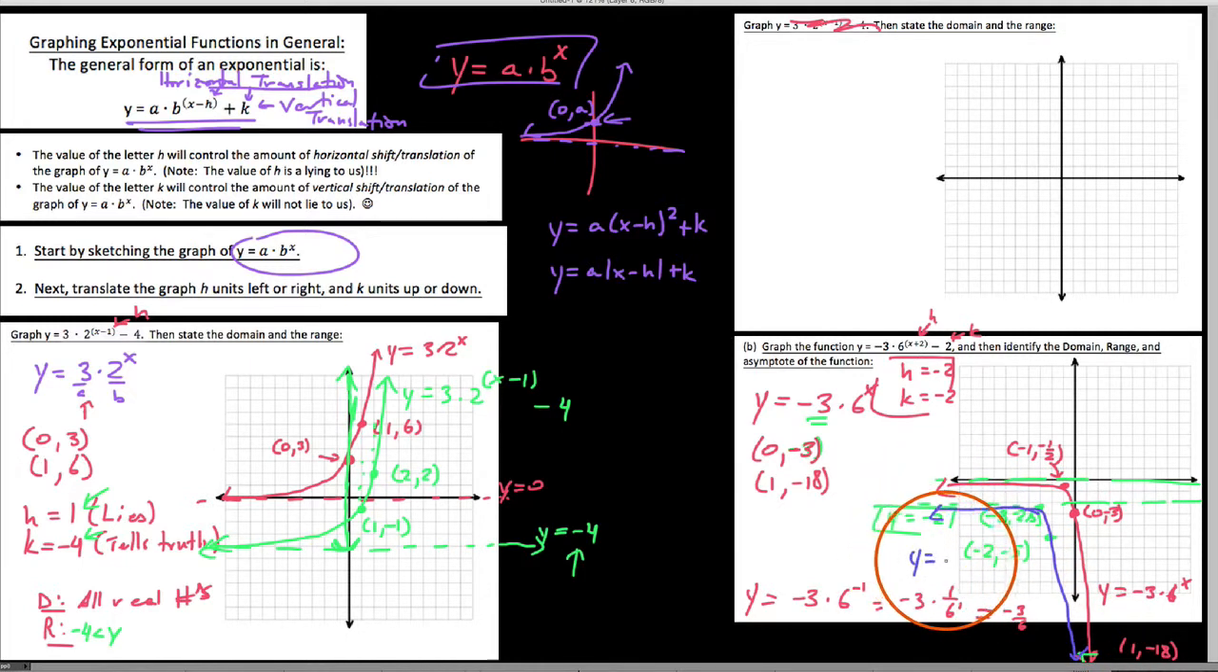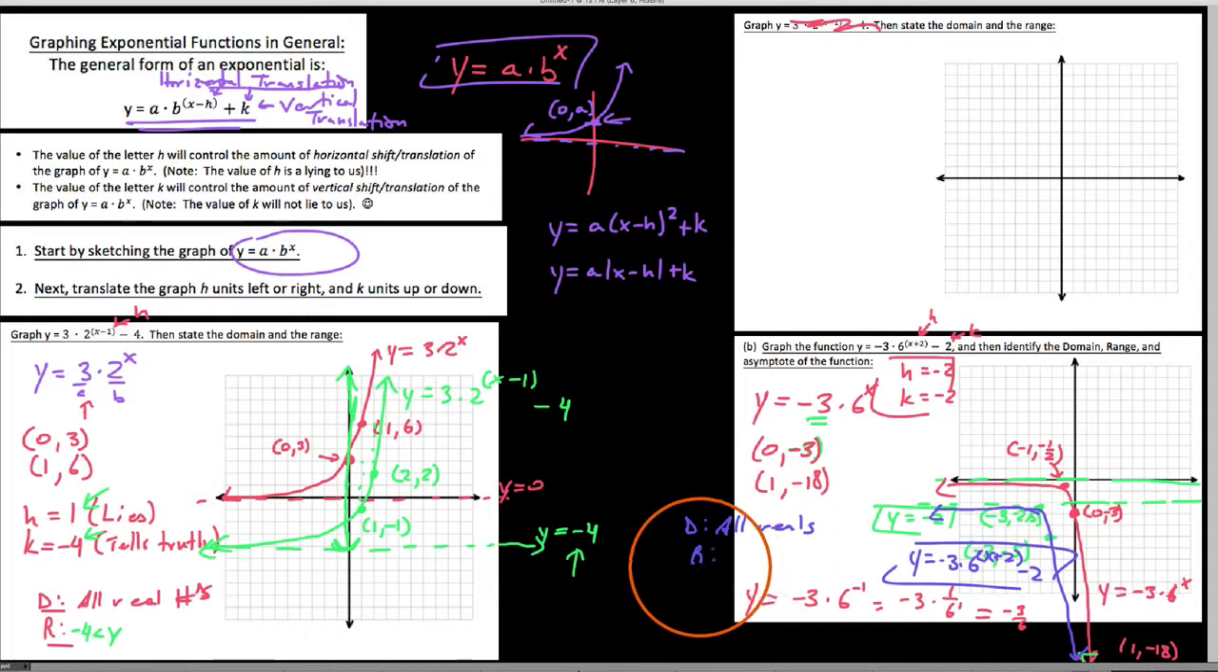We say y equals negative 3 times 6 to the x plus 2, minus 2. So here's this graph in blue. And by the way, with the domain, we say all reals. It's going to go left and right forever and ever. And the range, talking about the range, we would say that y is always less than negative 2, a height of negative 2 right here.